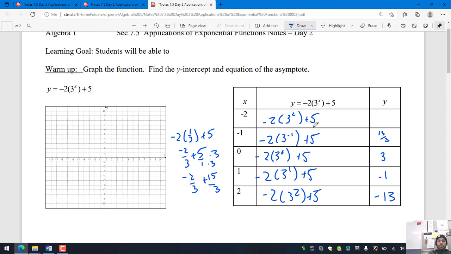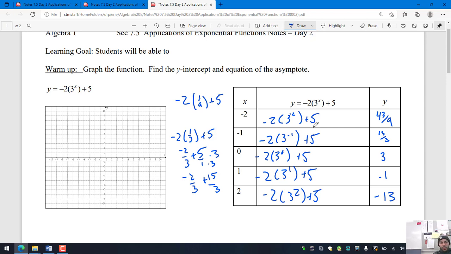And the process is pretty similar when we plug in negative 2. 3 to the negative second power is the same thing as 1 over 3 squared, or 1/9. I'm adding 5 to that. You could try this on your own, but I'll fast forward a little bit. When you do the math, you should get something like 43 over 9, or a number that's a little bit less than 5.